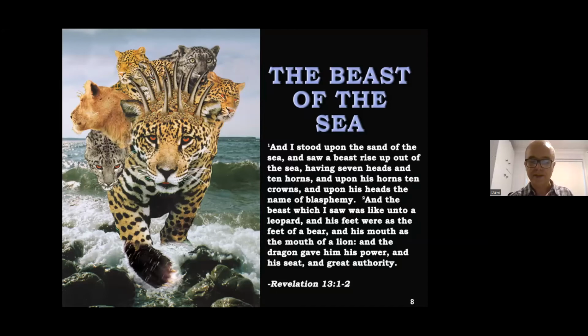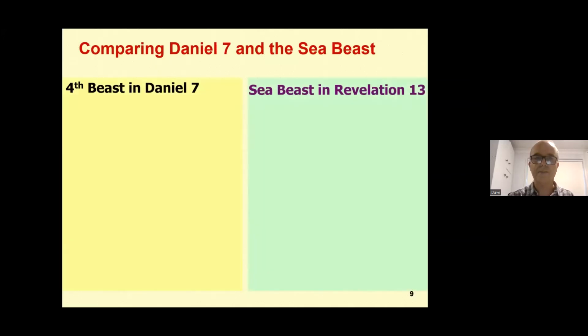Right, thanks, John. In the chapter before this, in Revelation 12, there's a beast called the dragon. It had 7 heads and 10 horns. And here in chapter 13, we see this beast which is coming out of the sea, having 7 heads and 10 horns. This symbology has very strong links back to the beast in Daniel chapter 7. So this is a slide we put up at the seminars, where we compare the fourth beast in Daniel 7 with the beast of the sea in Revelation 13.